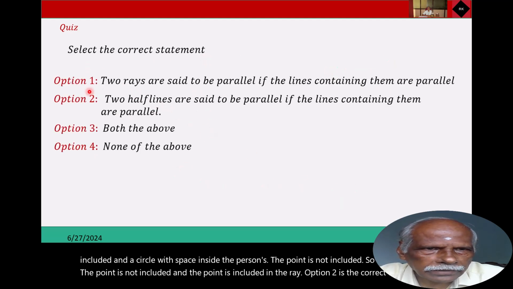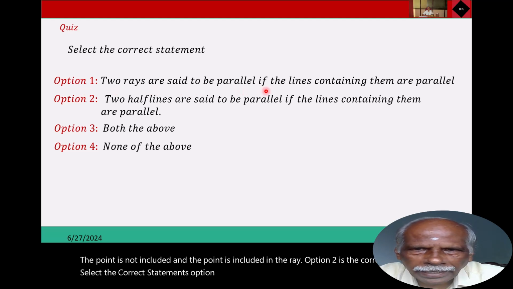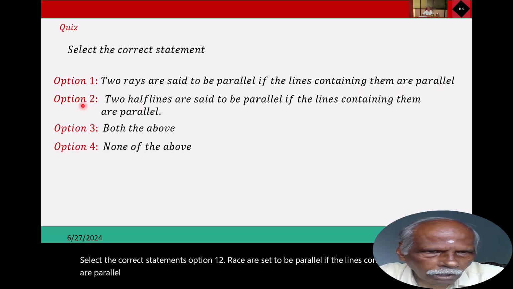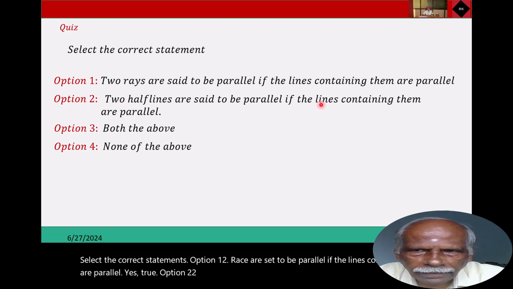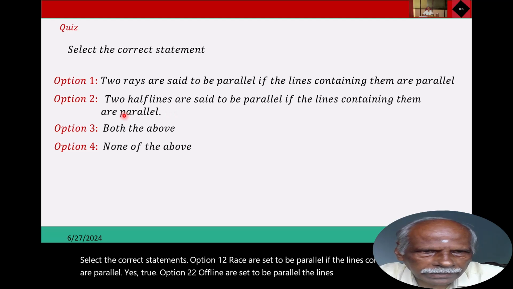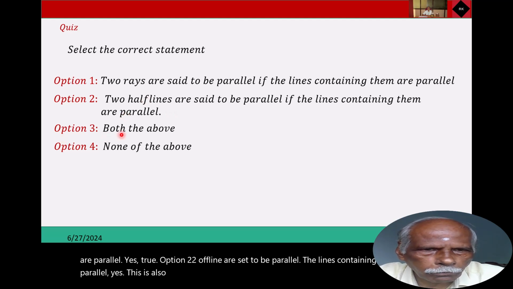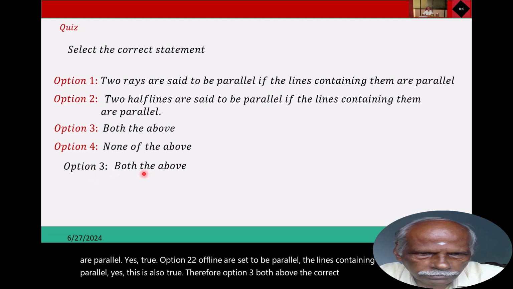Select the correct statements. Option 1, 2 rays are said to be parallel if the lines containing them are parallel. Yes, true. Option 2, 2 half lines are said to be parallel if the lines containing them are parallel. Yes, this is also true. Therefore option 3, both the above, is the correct answer. So option 3, both the above.